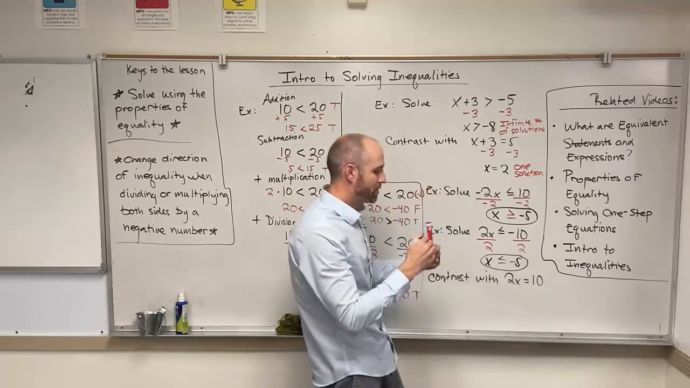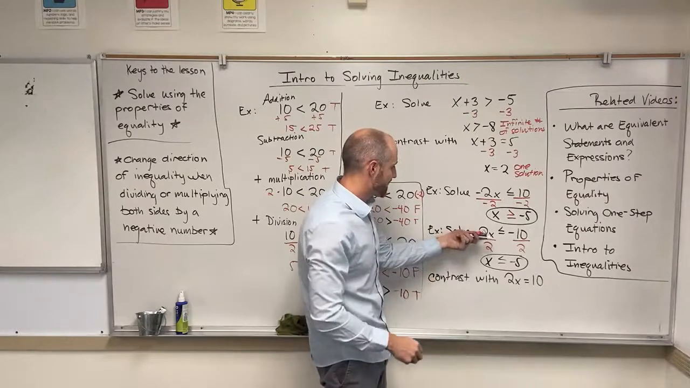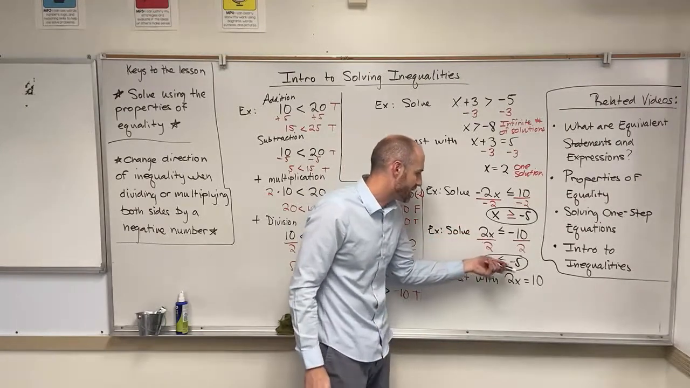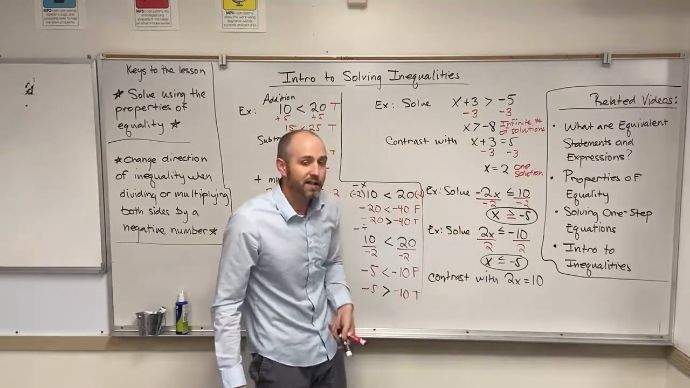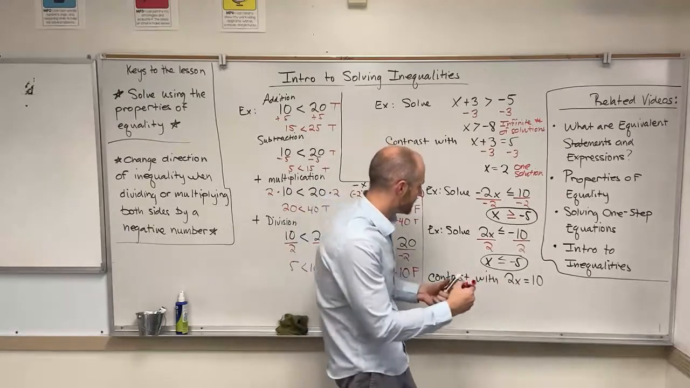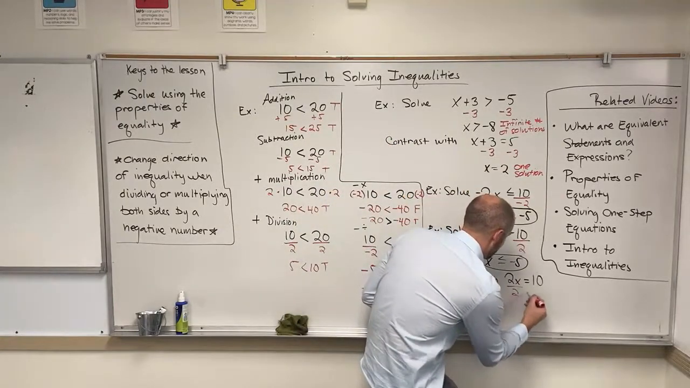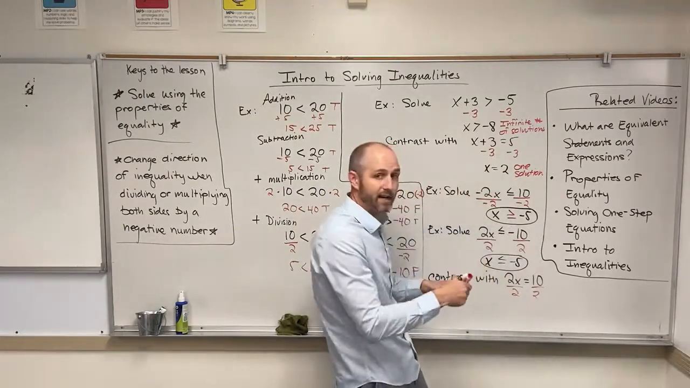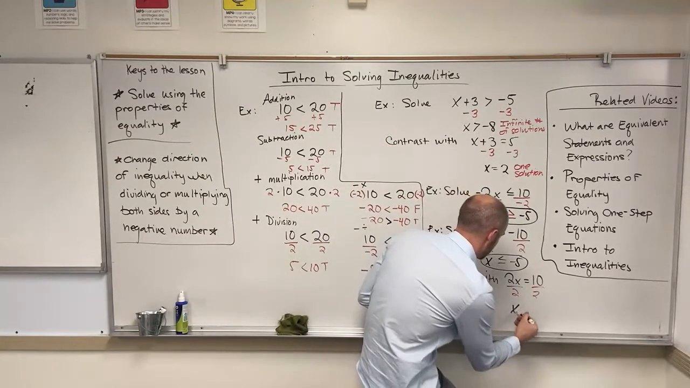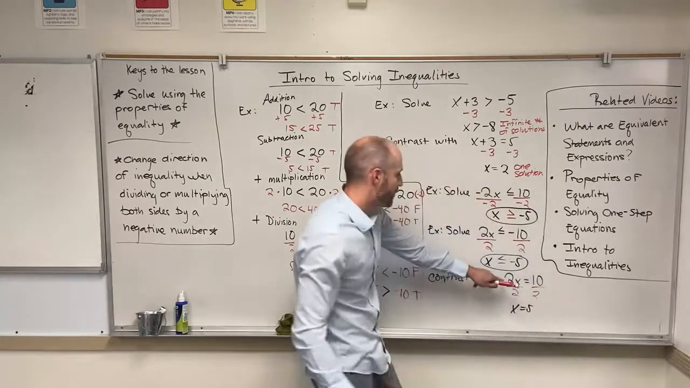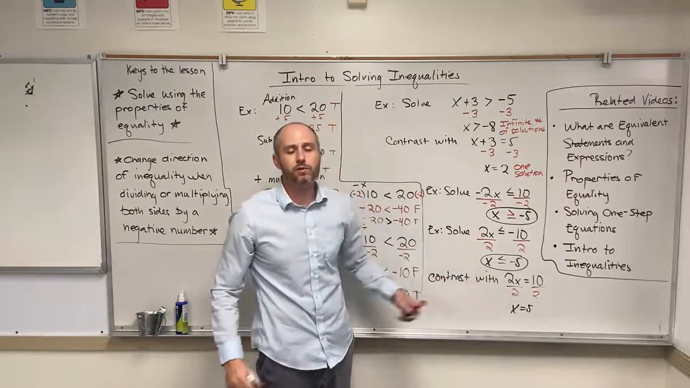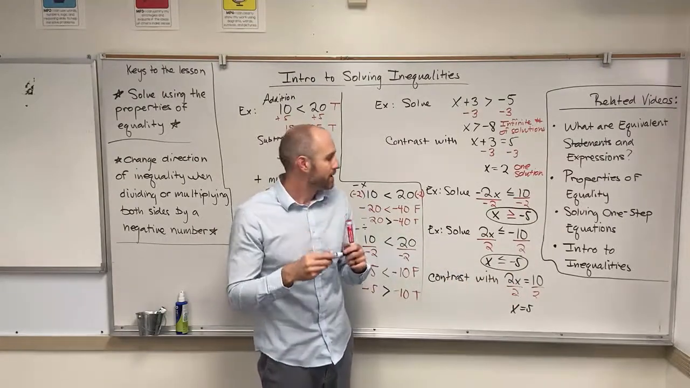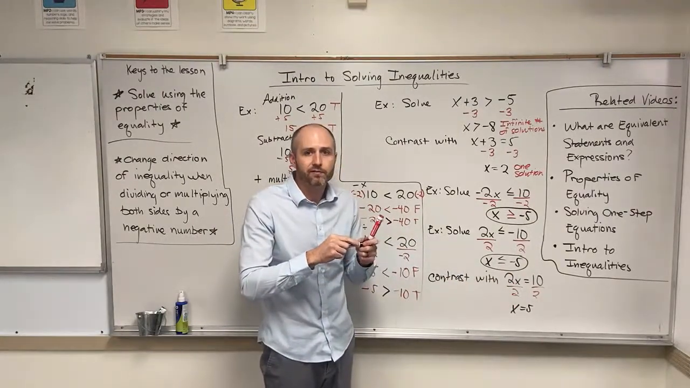Okay, so the value of the variable that makes this statement true is any number that is negative 5 or less. And then if you contrast that with this equation down here, where we would divide both sides by 2 and get x equals 5, this equation only has one solution in the universe of numbers that makes it true, just 5.